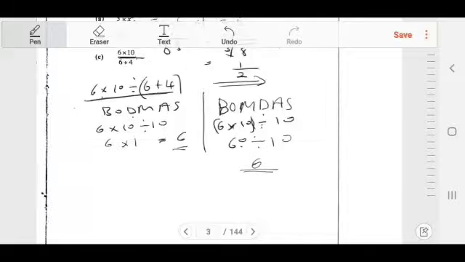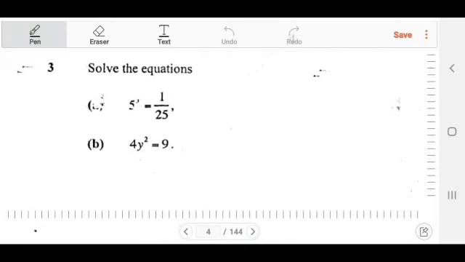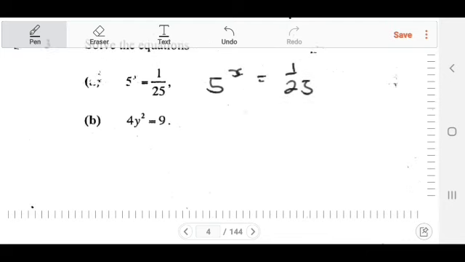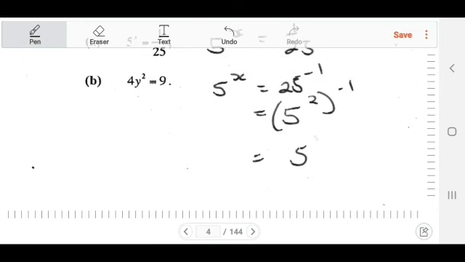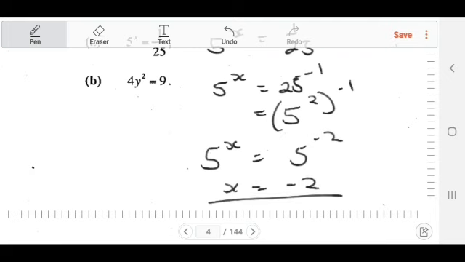Okay, moving on. Number 3, solve the equation. Here we have 5 to the power x equals 1 over 25. This is same as 5 to the power x equals 25 to the power negative 1, which can be equal to 5 to the power 2, to the power negative 1, which gives us 5 to the power negative 2 equals 5 to the power x. So x equals negative 2.